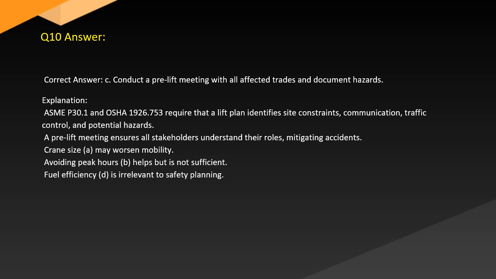Answer. Correct answer. C. Conduct a pre-lift meeting with all affected trades and document hazards. Explanation. SMP.1 and OSHA 1926.753 require that a lift plan identifies site constraints, communication, traffic control, and potential hazards. A pre-lift meeting ensures all stakeholders understand their roles, mitigating accidents. Crane size, A, may worsen mobility. Avoiding peak hours, B, helps but is not sufficient. Fuel efficiency, D, is irrelevant to safety planning.